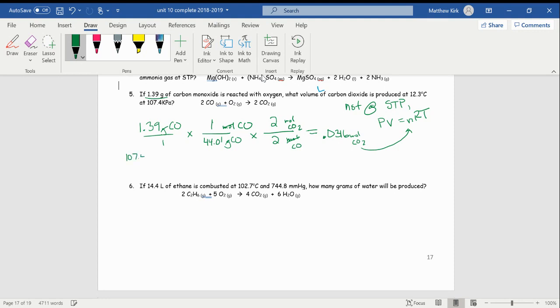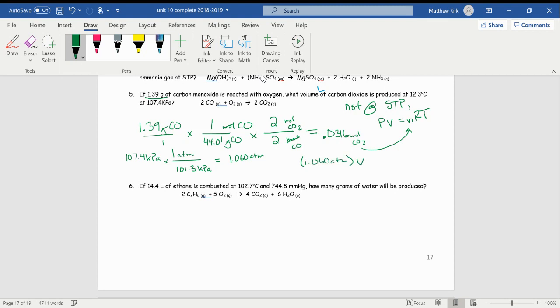So 107.4 kPa to atmospheres. 1 atmosphere is the same as 101.3 kPa. So 107.4 divided by 101.3, and that is 1.060 atmospheres. So now I can plug that in. So now my pressure is 1.060 atmospheres.